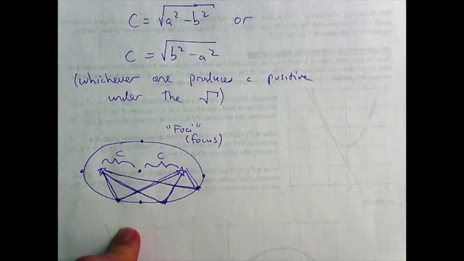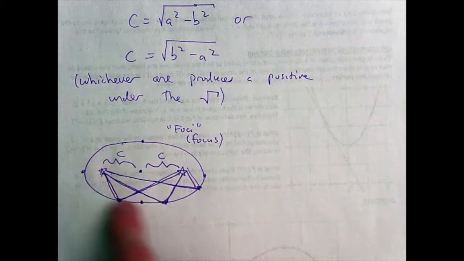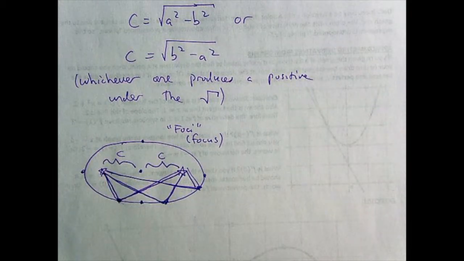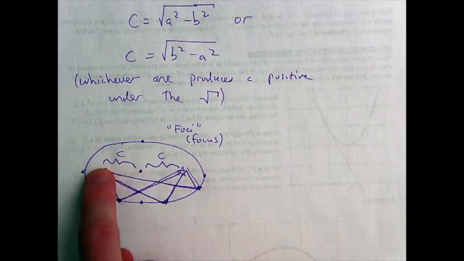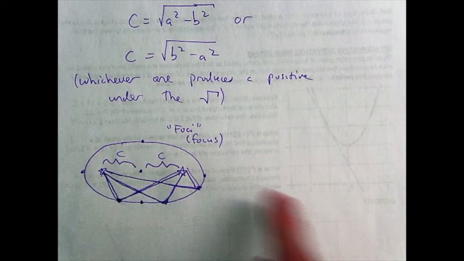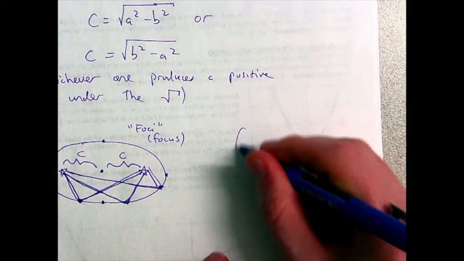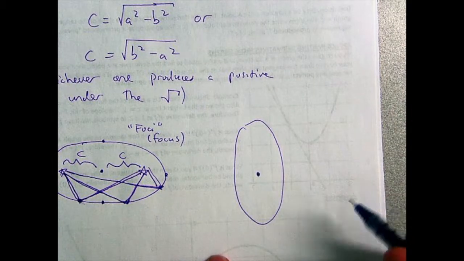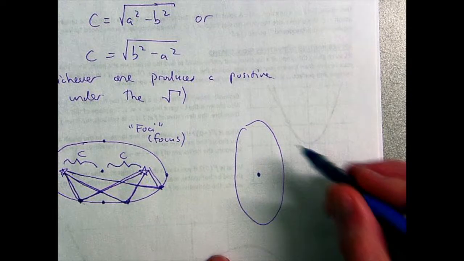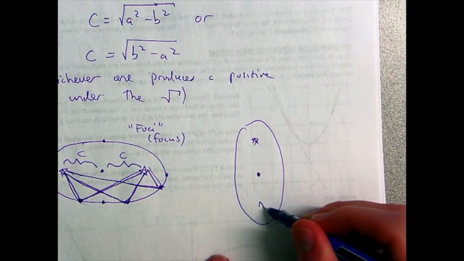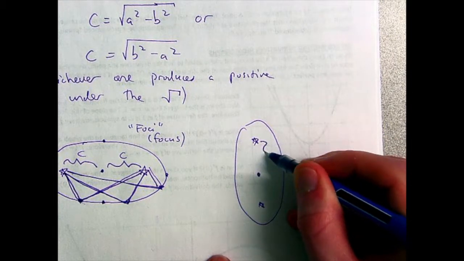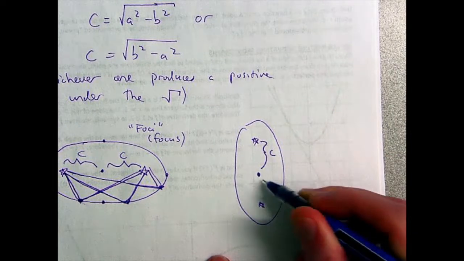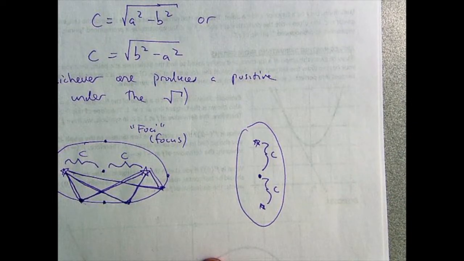Now, what I want you to notice is that I drew a horizontal ellipse here, and the foci were to the left and the right of the center. If you have a vertical ellipse, then the foci are not to the left and the right of the center, but actually above and below. But once again, the distance from the center to the focus is given by this number C right here.